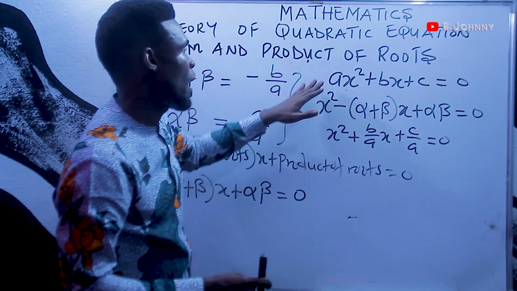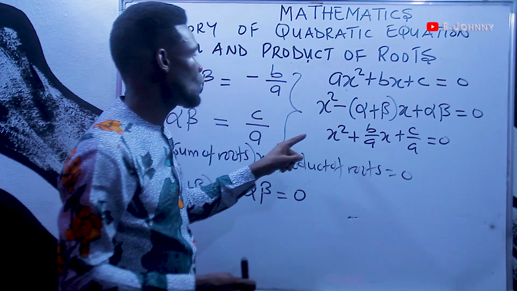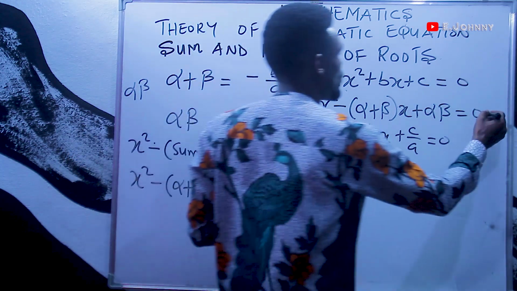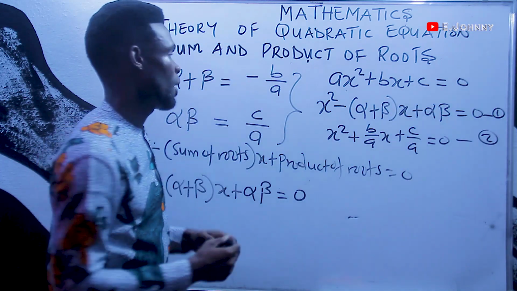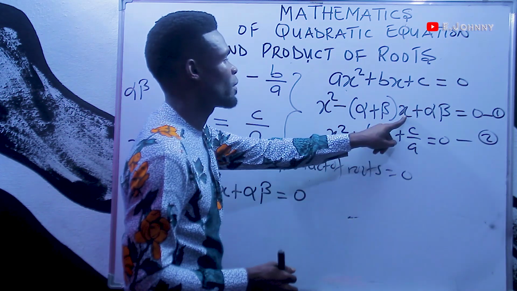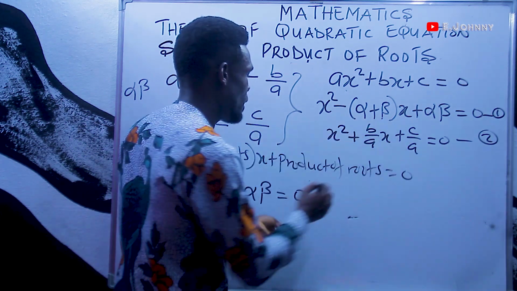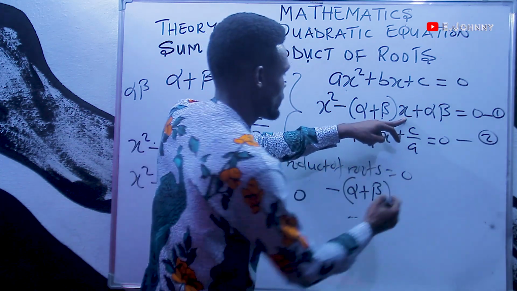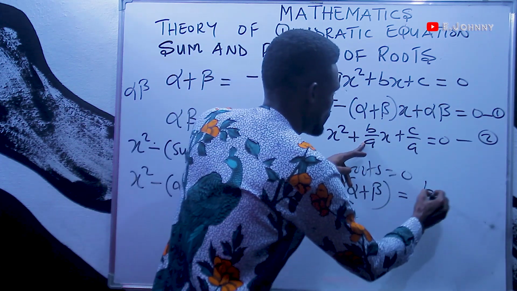So what did I do? I divided through by the coefficient of x squared, which is a. If you divide through, you now discover that the coefficient of x squared is 1 in both equations. So if you call this equation 1 and equation 2, you can now compare the two equations and then get what you want. Now let's find the sum of roots. What's the coefficient of x in equation 1? The coefficient of x is minus alpha plus beta. What's the coefficient of x in equation 2? That is b over a.